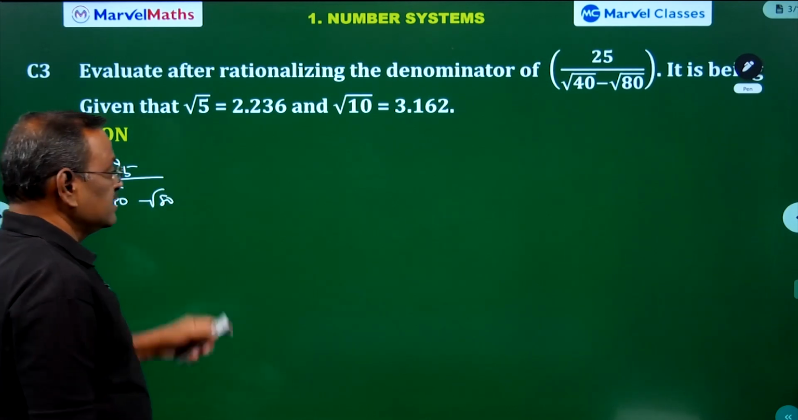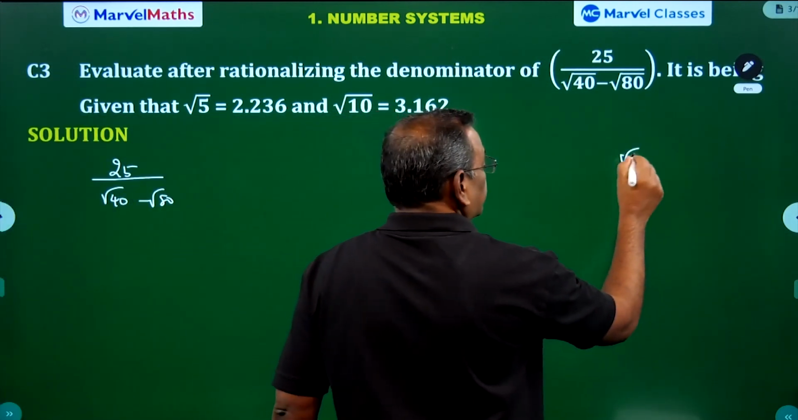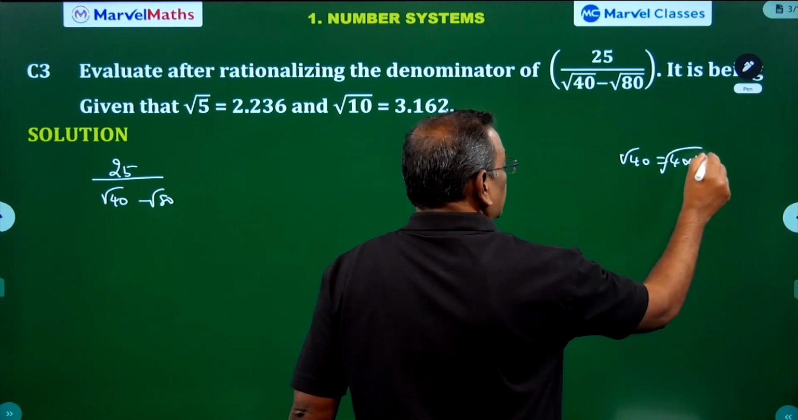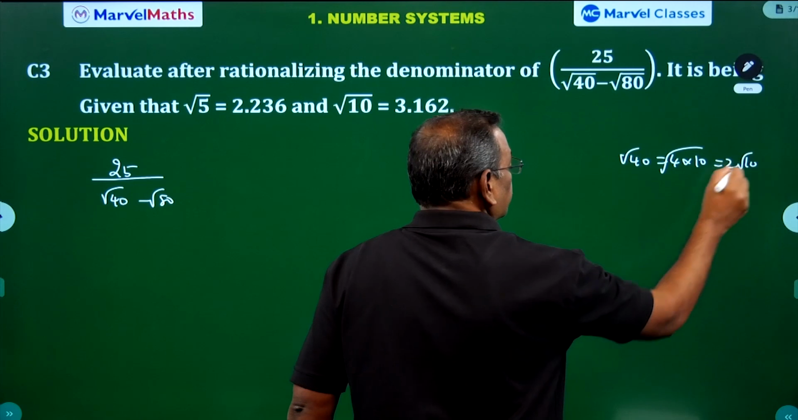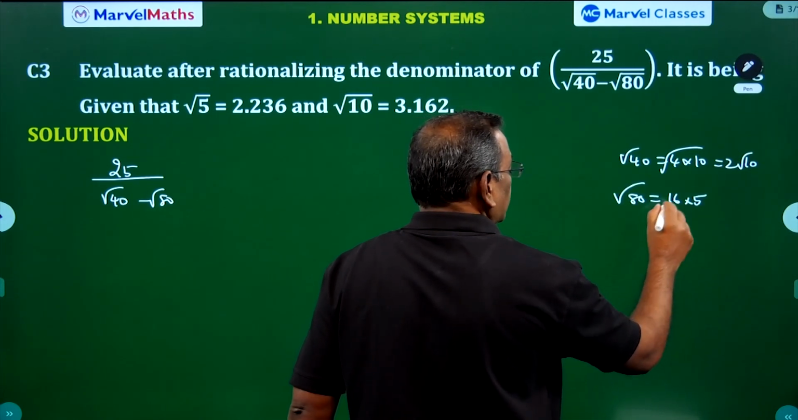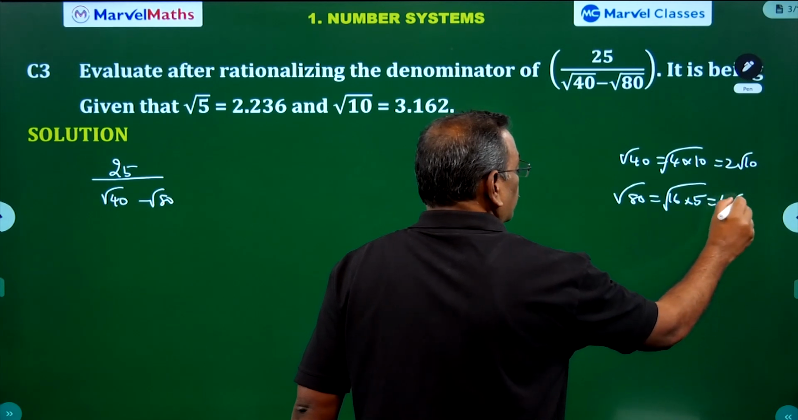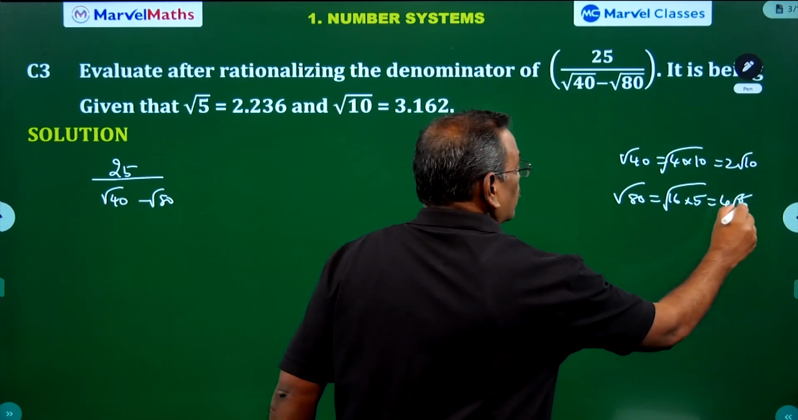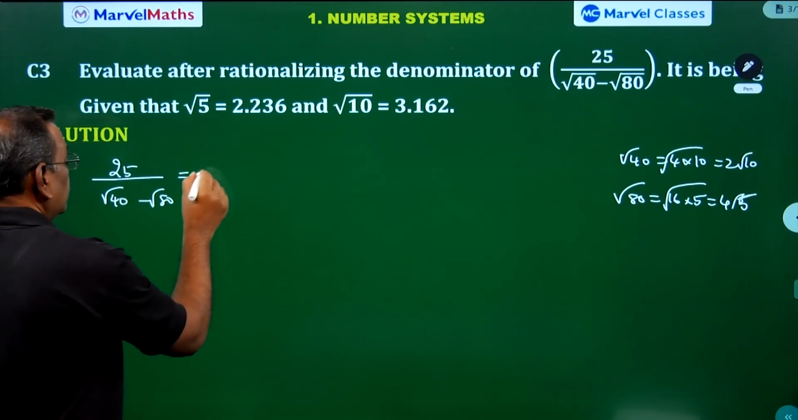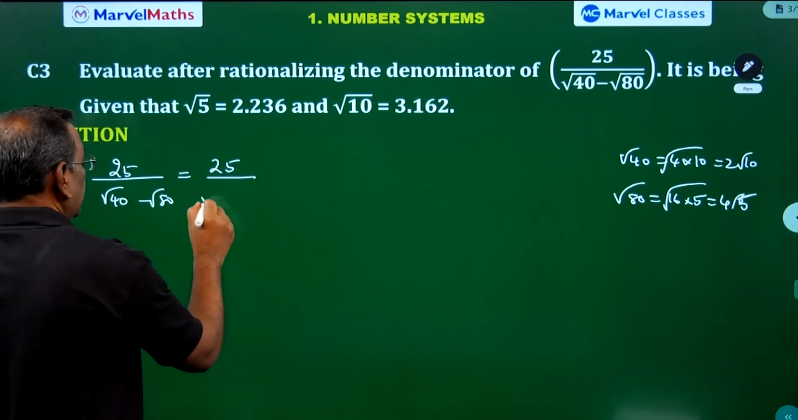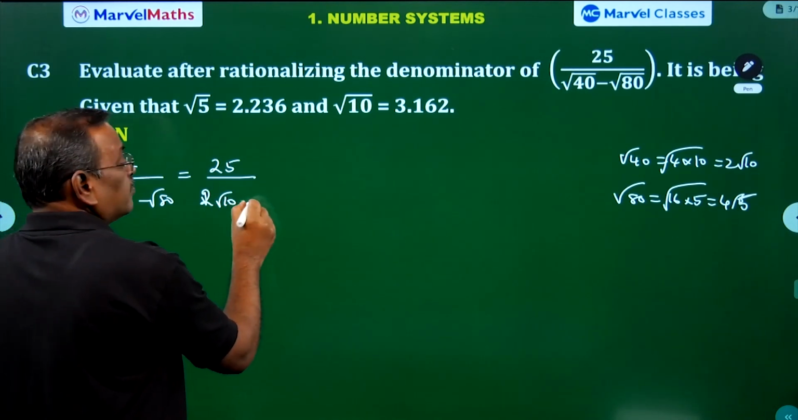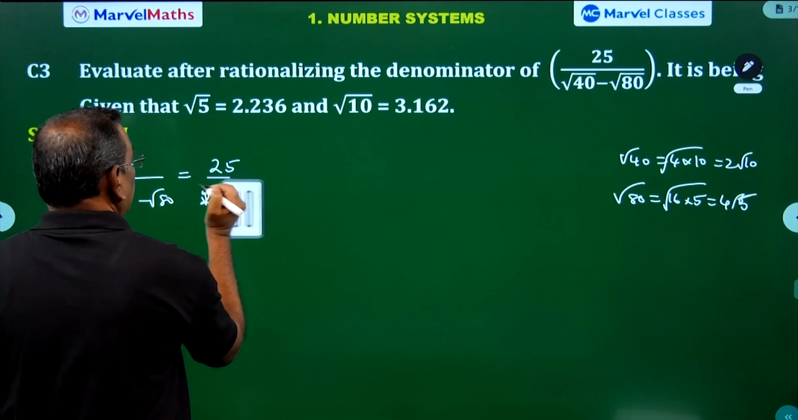So, we can further simplify. What is root 40? Root 40 equals root of 4 into 10, equal to 2 root 10, and root 80 equals root of 16 into 5, which is equal to 4 root 5. Clear? Now, which is equal to 25 by 2 root 10 minus 4 root 5.